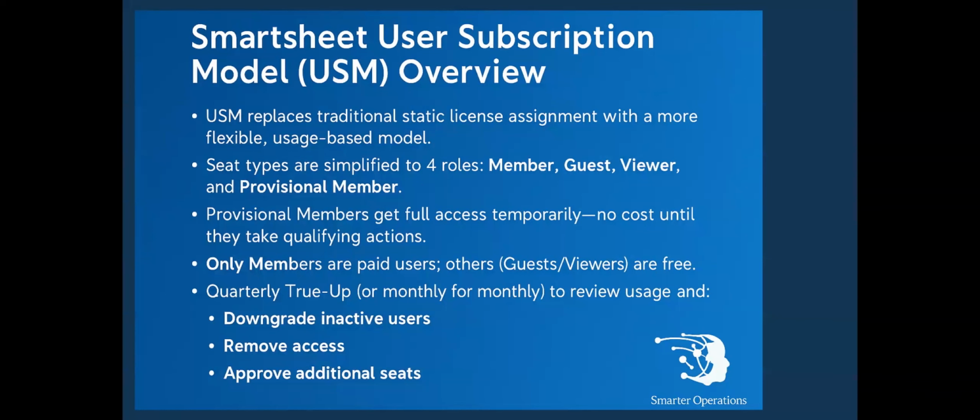So the new Smartsheet user subscription model replaces the traditional static license assignment with a more flexible usage-based model. They've simplified the seat types so that we now have 4 roles: member, guest, viewer, and provisional member. Provisional members get full access temporarily at no charge until they take qualifying actions. And only members are paid users. Others, such as guests and viewers, are free.